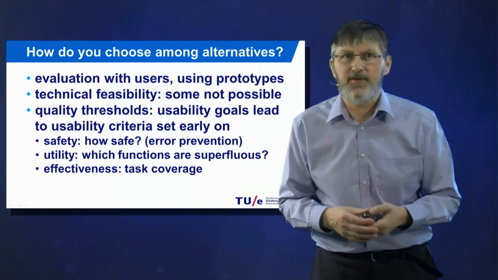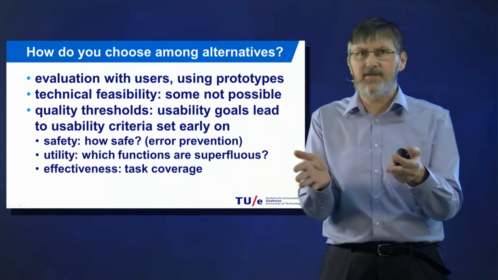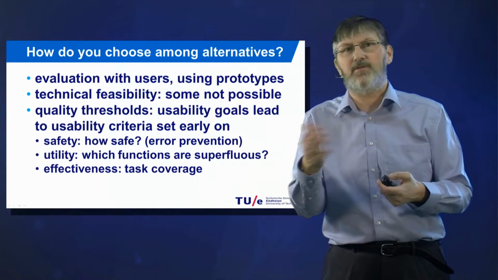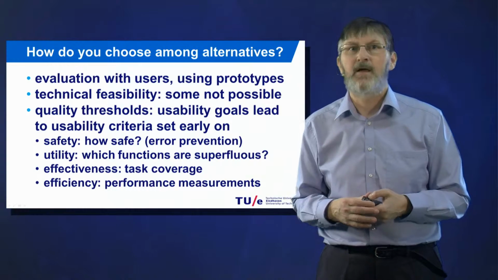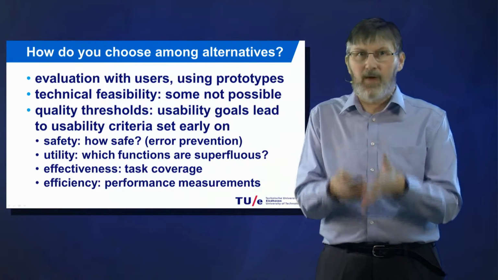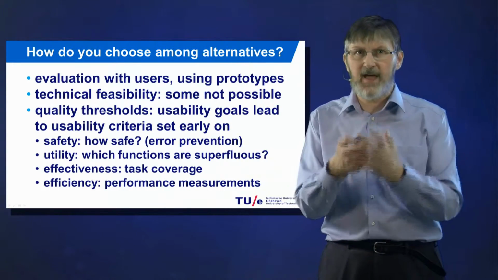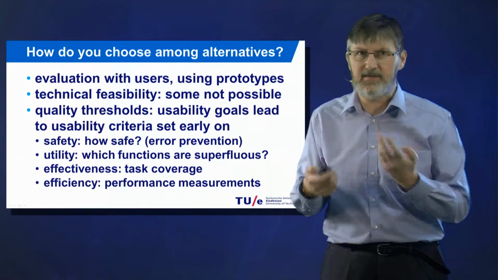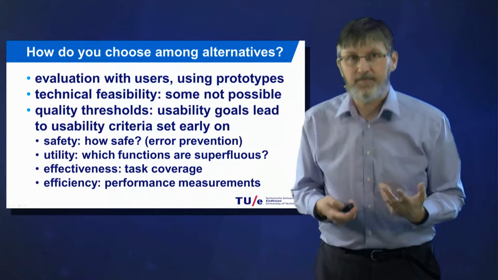How effective should the interface be? How much of the task needs to be automated and possible with the interface, and which things are beyond the scope of what we can implement? And there's efficiency issues. Where, for instance, does the system have to react within 1/10 of a second, and where is waiting for 2 seconds acceptable? We've seen these criteria before.